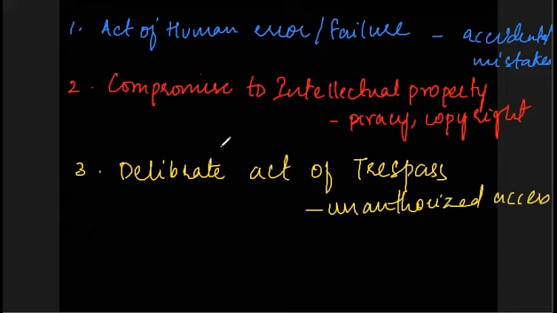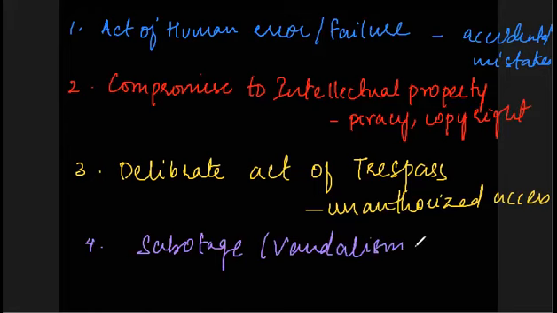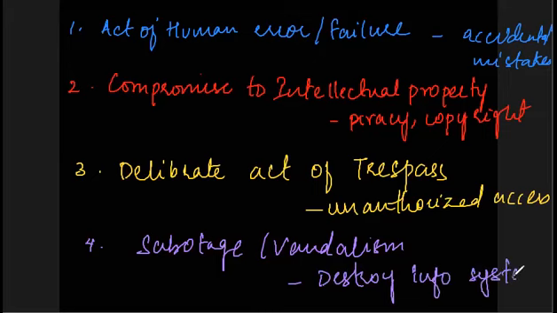Then we studied another one, that is deliberate act of sabotage or vandalism. In sabotage and vandalism, we studied that any person is trying to destroy your data, destroy information from the system. That is sabotage and vandalism.